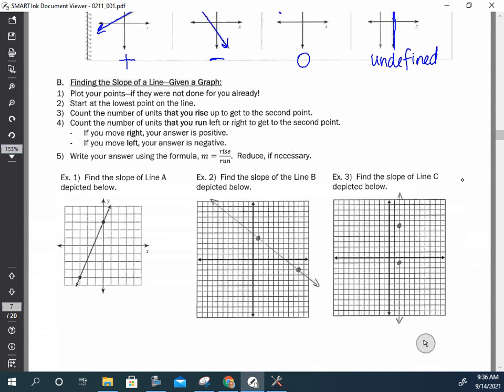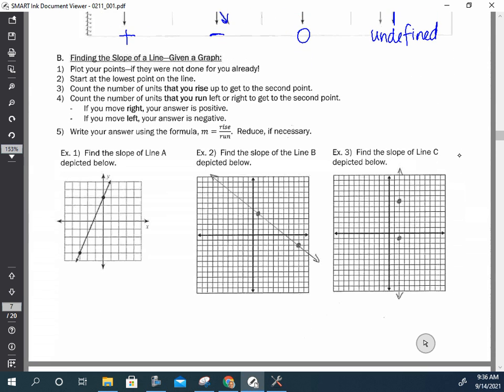Let's go to finding the slope of a line given its graph. So if we have a graph, then to find the slope is very simple to conduct. First step, plot your points if they're not done for you already. So in the cases of examples 1, 2, and 3, the points are already plotted for you. But if they're not plotted for you, then you would plot the points and draw the line.